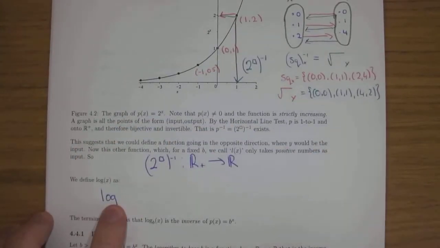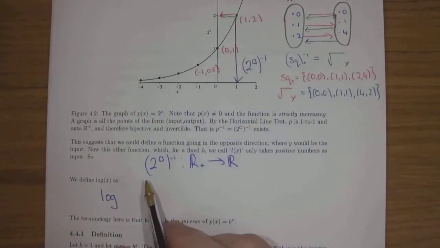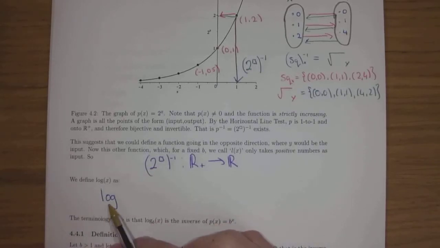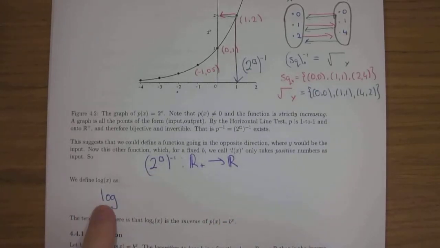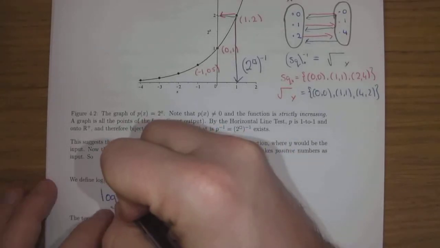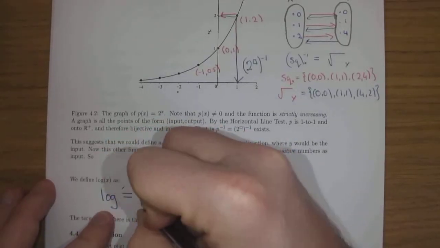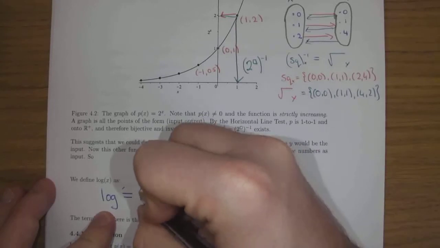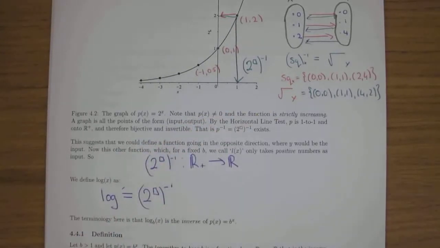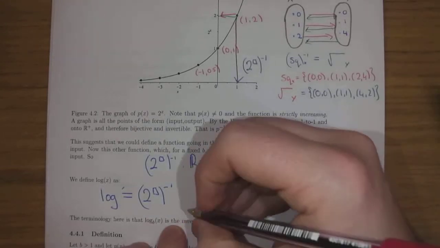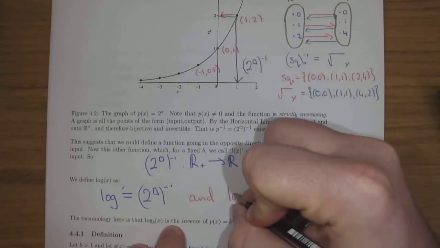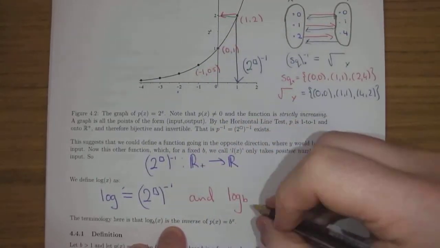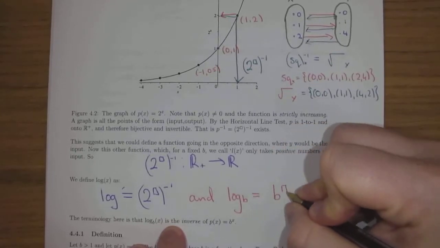Now here, without the base, often this is, now the base is this number here, so you can change this number and you get different logs. But in computing, usually log means base 2. But there's other possibilities. So log base b is the inverse of this. Okay. So log base b is the inverse of b to the power.